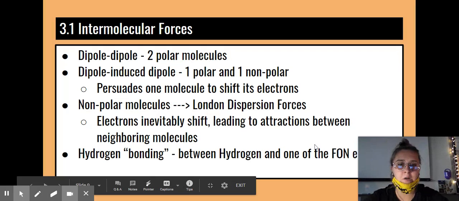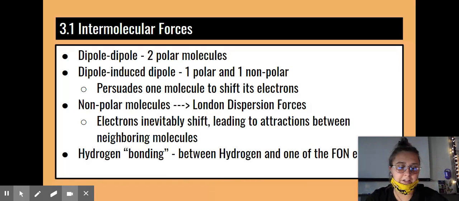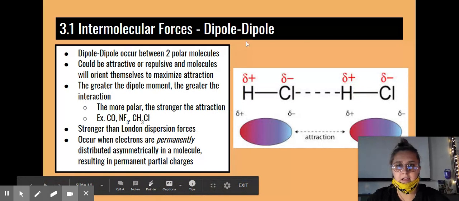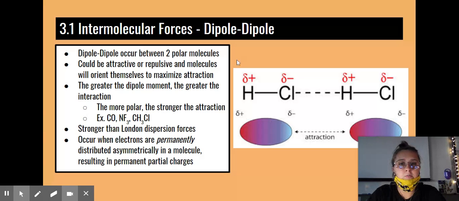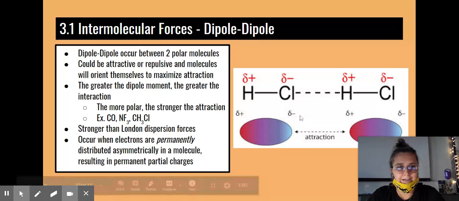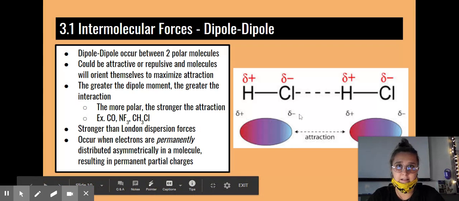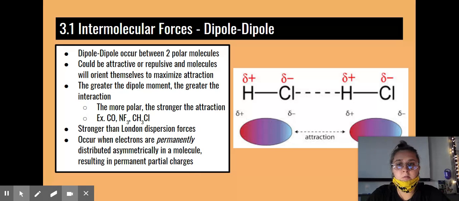But it's between hydrogen and one of the Fon elements, which we'll get to in a little bit. So first thing, let's go ahead and look at dipole-dipole. So this is the most straightforward of the bunch. It occurs between two polar molecules. Here we have hydrogen chloride right here. These are two polar molecules. You can see that attraction between the negatively charged and positively charged sides of their molecules. This can be either attractive or repulsive, and the molecules will orient themselves to maximize that attractive property.